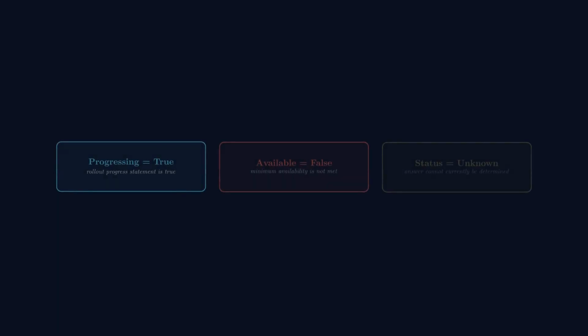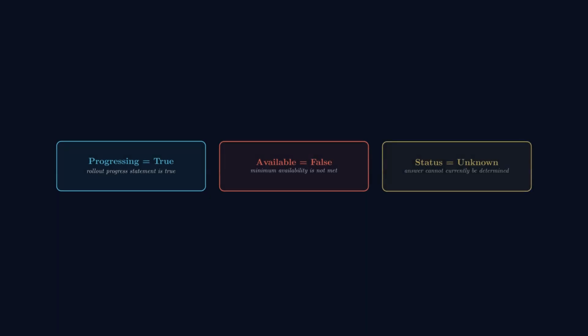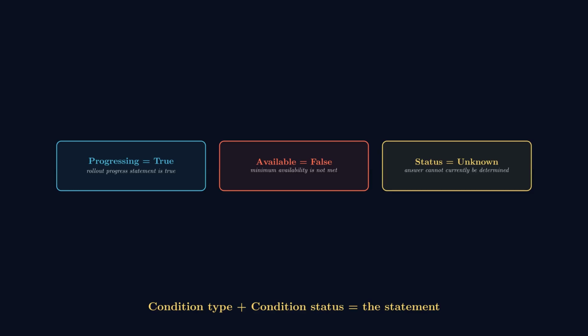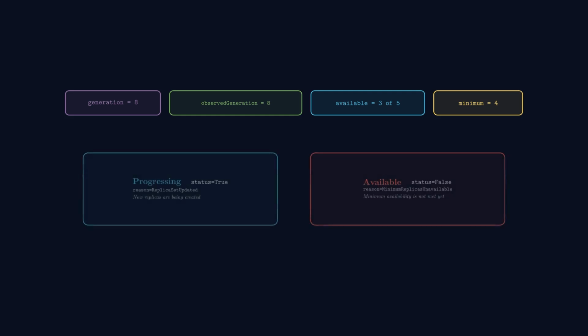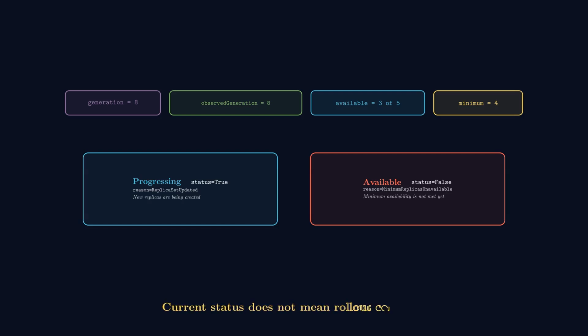Progressing equals true is a statement about rollout progress. Available equals false is a statement about minimum availability. And unknown means Kubernetes cannot currently determine that particular answer. So we should always read the type and status together. Now return to generation 8. The deployment controller has already seen the latest generation, so ObservedGeneration is also 8. But only 3 of the 5 requested replicas are available, and suppose this deployment needs at least 4 to meet minimum availability. The status is current, while the rollout is still moving toward the desired result.